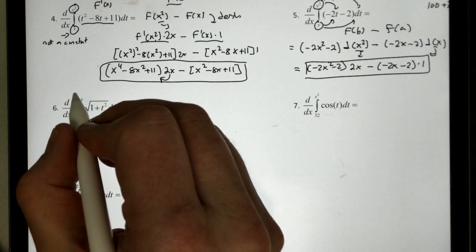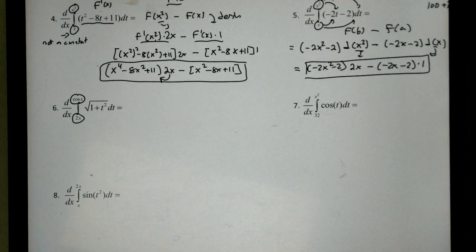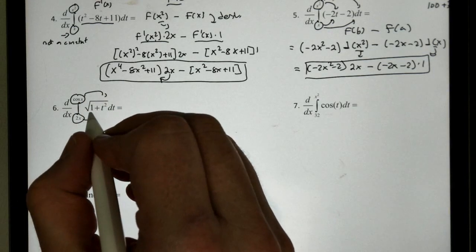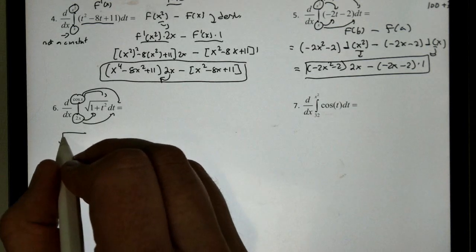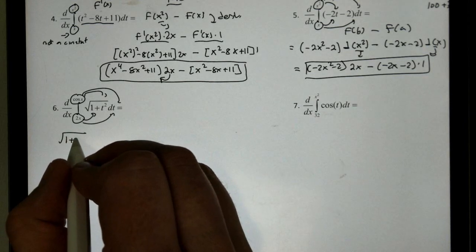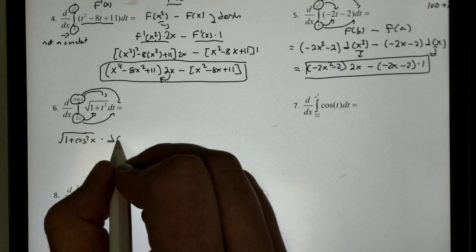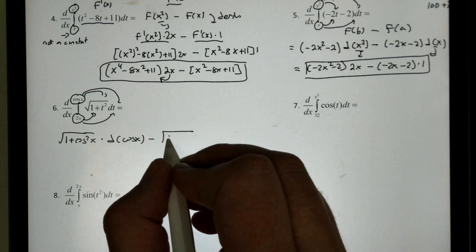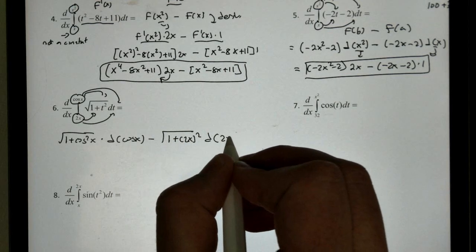So what are we going to replace? First, we're going to replace with the cosine and then the 2x. Now notice the 2x is not going to go to 0 this time. So what are we going to do? We're going to replace them both inside and both on the outside. So this is going to become the square root of 1 plus cosine squared of x times the derivative of the cosine of x, minus the square root of 1 plus 2x squared times the derivative of 2x.